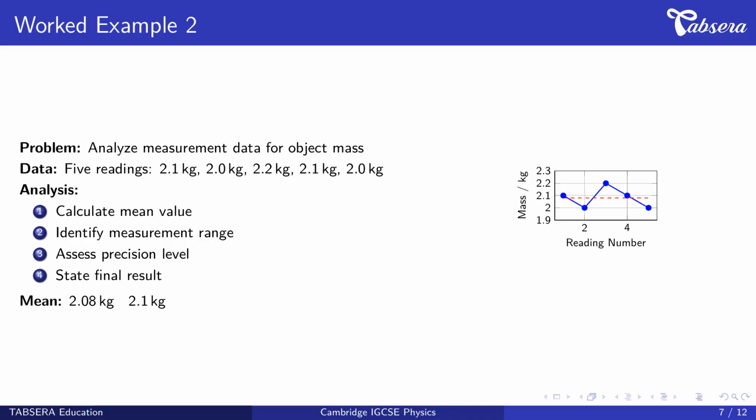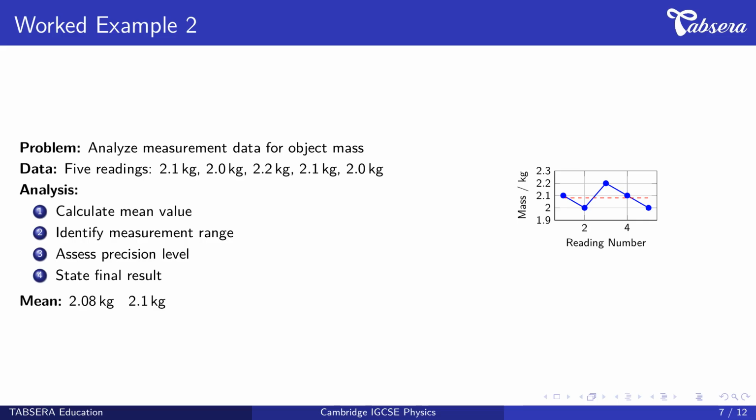Example 2 applies measurement analysis to real data. The problem is, analyze measurement data for object mass to find the most reliable value. The data shows 5 readings: 2.1 kilograms, 2.0 kilograms, 2.2 kilograms, 2.1 kilograms, and 2.0 kilograms. Now we analyze systematically. First, calculate the mean value. Adding all readings gives 10.4 kilograms. Divided by 5 readings equals 2.08 kilograms.